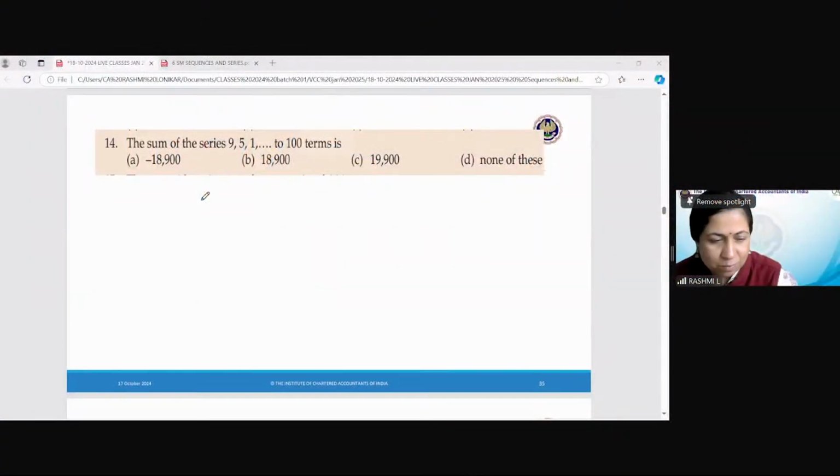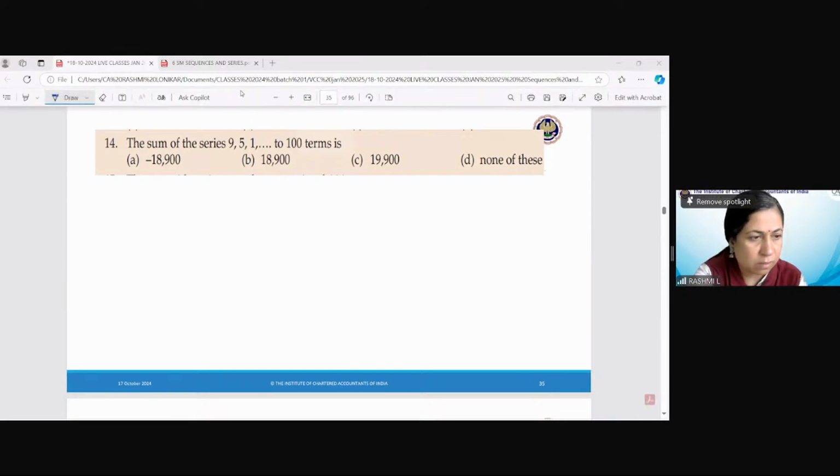The question is there in my list, so I will be taking up that also. Yes. The sum of the series 9, 5, 1 to 100 terms is, okay, the sum of the series... थोड़ा सा शायद बाद में है. डोंट वरी, वो लेने वाली हूँ मैं. क्वेश्चन तो है मेरे इसमें, एजेंडा में है.